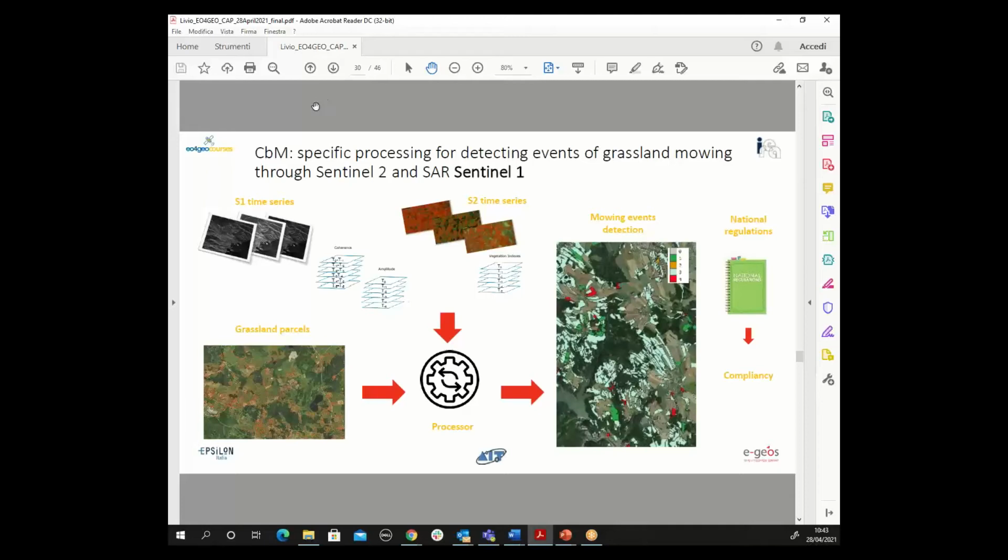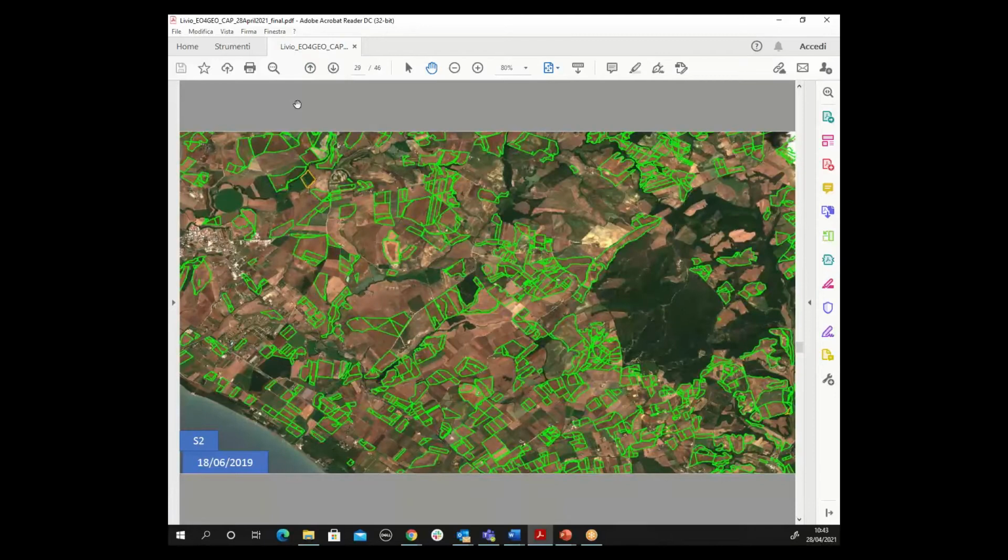Sorry, come back. Thank you. So as you see, there is a yellow parcel in the upper left part of the slide. As you see, at mid-June, it is fully vegetated. Impossible to be compliant with the winter crops that in June must be mature or already harvested. So that parcel was automatically detected as not winter crops, not wheat, and therefore they will not pay for this kind of declaration.